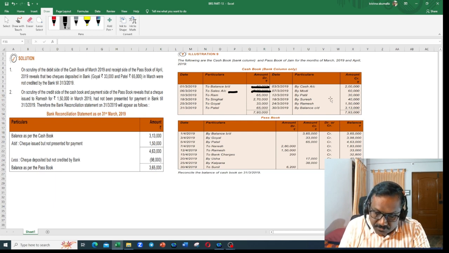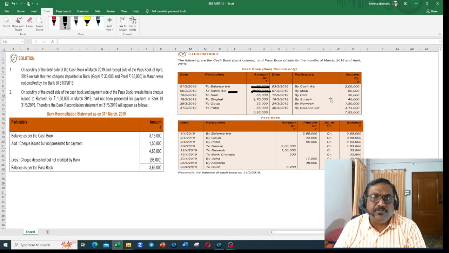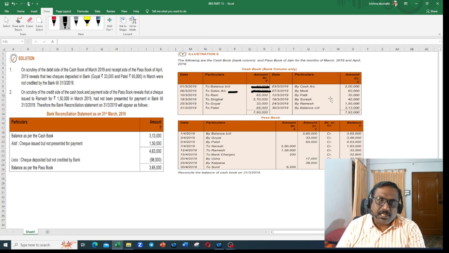So I'm taking off this. Next one, to Ram 65,000. Check received from Ram, deposited. Is there 65,000 Ram anywhere? Here you need to check. Credit side of the passbook you need to check. Is there any Ram 65,000? 65,000 is there, but that is pertaining to Naresh, not Ram. So there is no 65,000 of Ram.